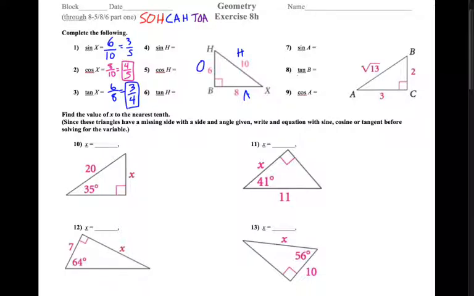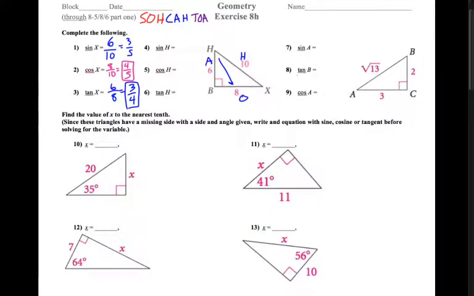Now, 4, 5, and 6 are all from the perspective of h. So from the perspective of h, what are my opposite, hypotenuse, and adjacent? Well, from the perspective of h, 10 is the hypotenuse. 8 is opposite, on the opposite side of it, and then 6 is adjacent.